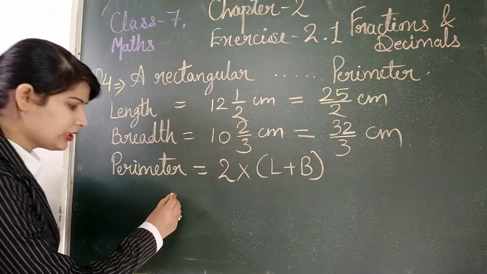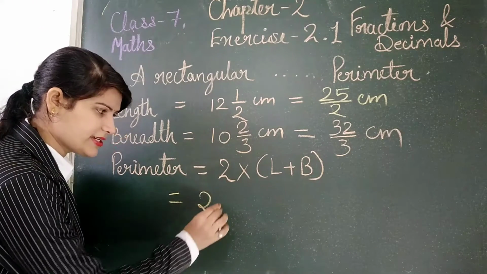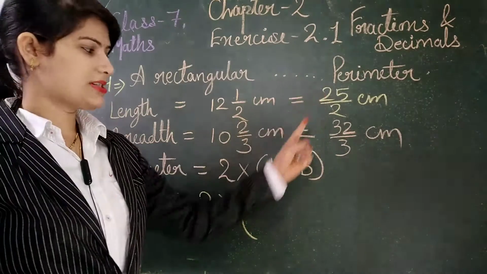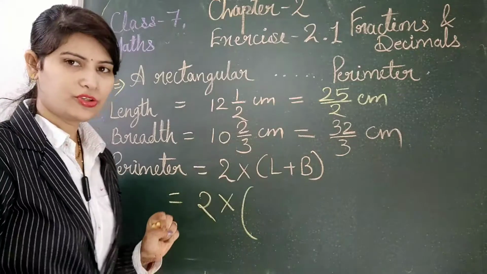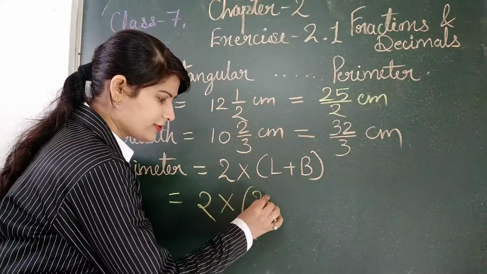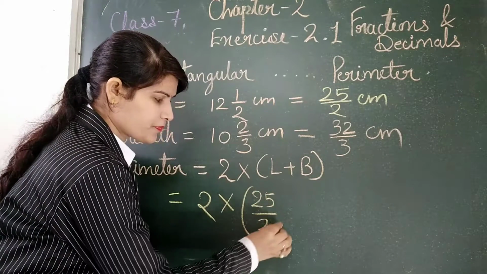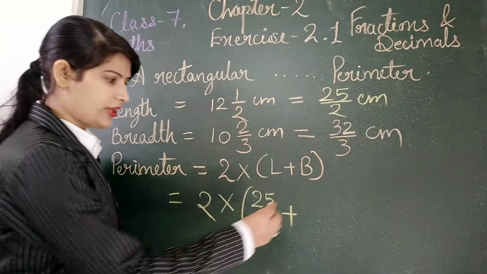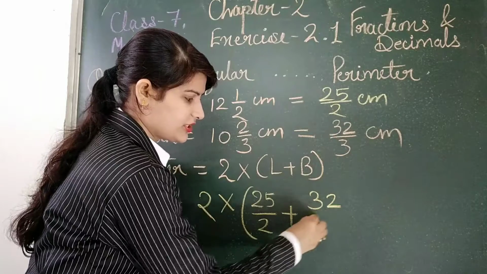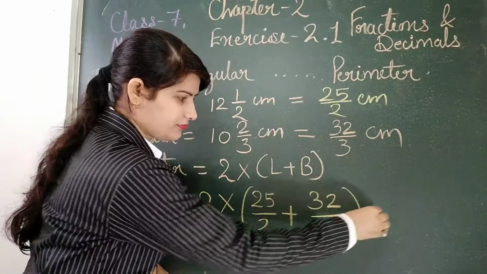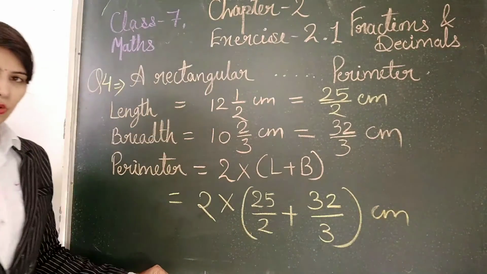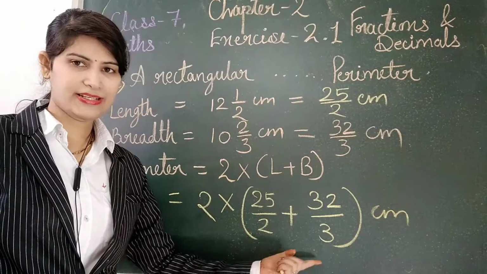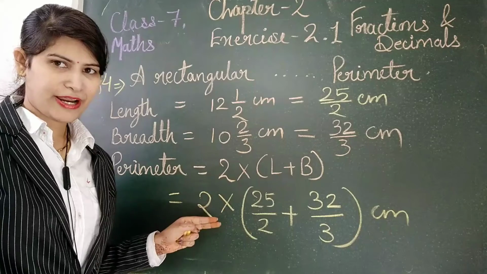Now I am putting the value 2 as it is, multiplied as it is, bracket. First length is given 25/2. So put the value of length 25/2 plus breadth is 32/3 centimeter, both unit. Okay. Now what we have to take? Solve bracket digit first. Forget multiply 2.